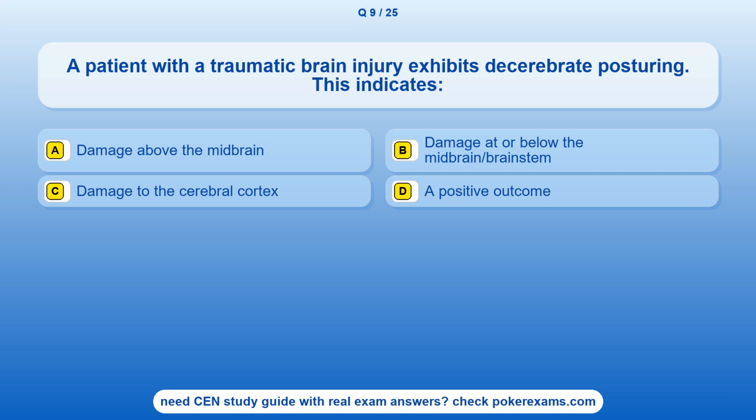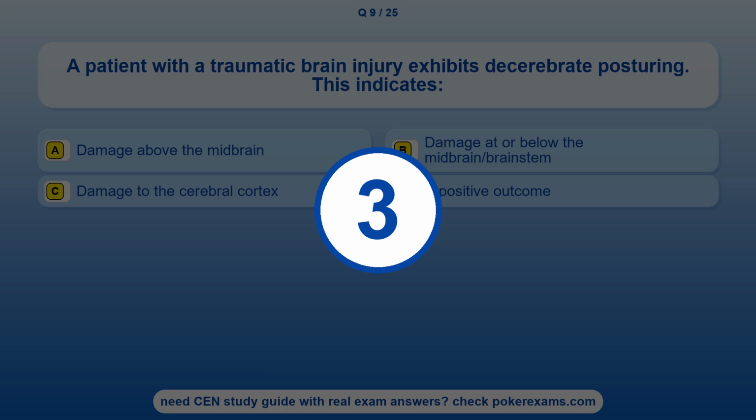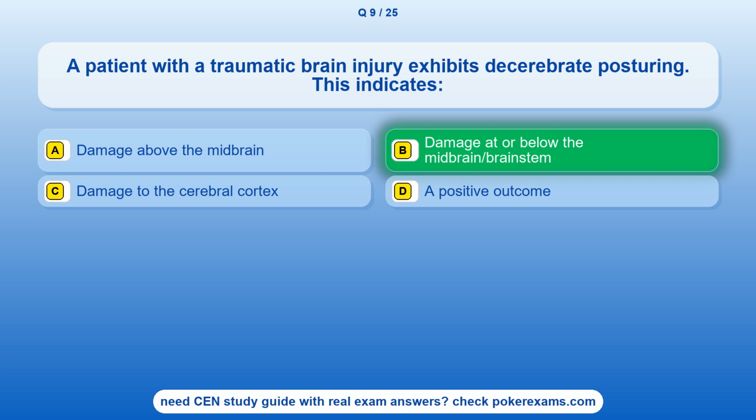Question 9. A patient with a traumatic brain injury exhibits decerebrate posturing. This indicates: Option A. Damage above the midbrain. Option B. Damage at or below the midbrain/brainstem. Option C. Damage to the cerebral cortex. Option D. A positive outcome. The correct answer is option B. Damage at or below the midbrain/brainstem.